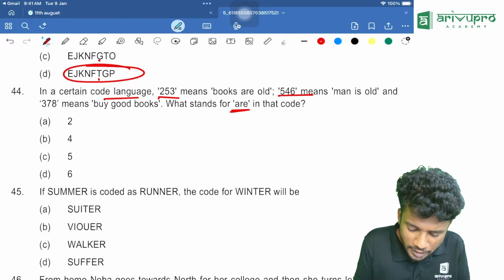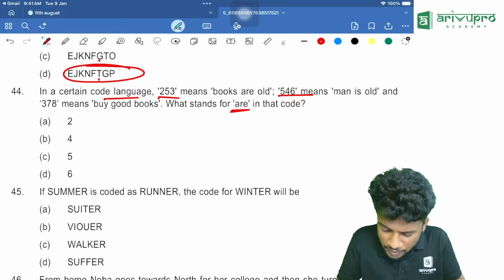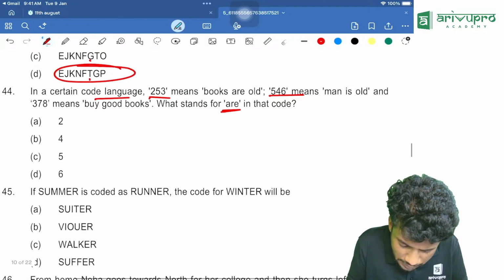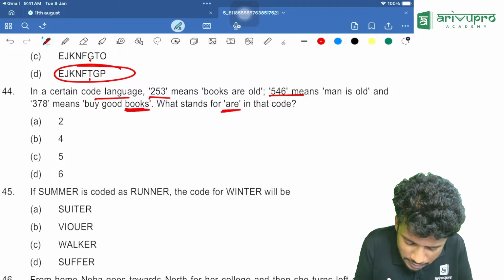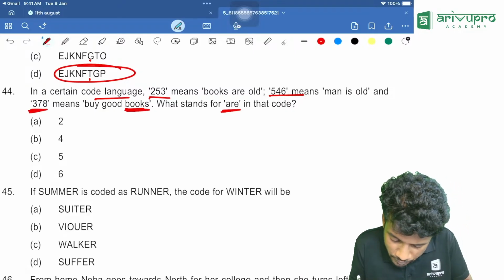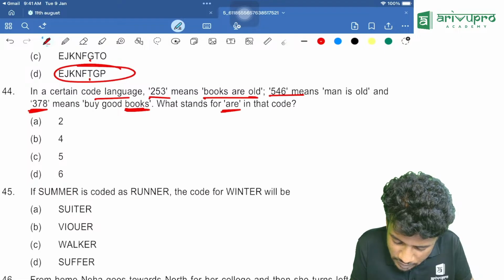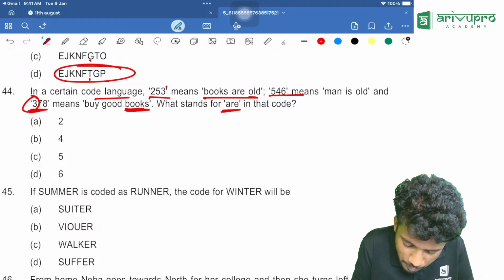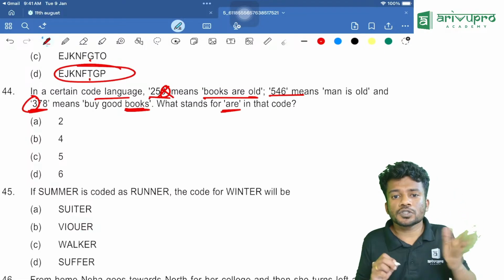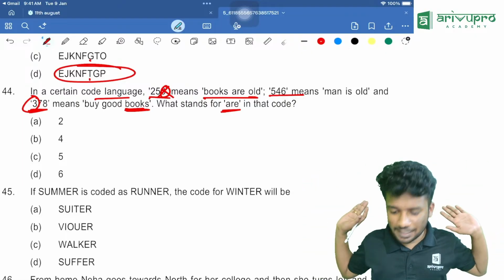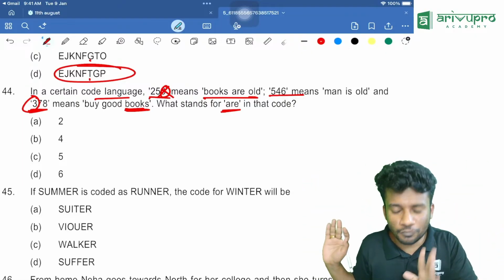Either it can be 2, either it can be 5, either it can be 3. Now we will check. Is book there in any of the terms? Yes, book is there in this and the first line. That means 3 is there in both the lines. That means 3 means book. So we can remove that 3, because 3 is the code for book.